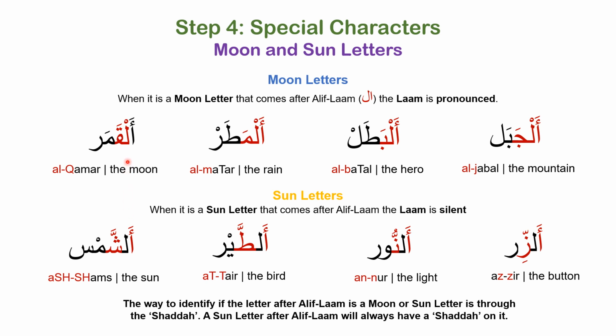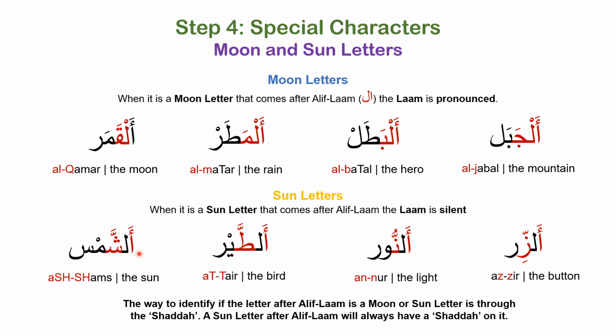Al is for words where after alif lam, the letter is a moon letter. But when it is a sun letter after alif lam, we skip the lam and we just say ash-shams. Okay? And now you're probably wondering, how do I know when it's a sun letter or a moon letter? Do I have to learn them all off by heart and know which ones are which? Well, yes, you can do that.